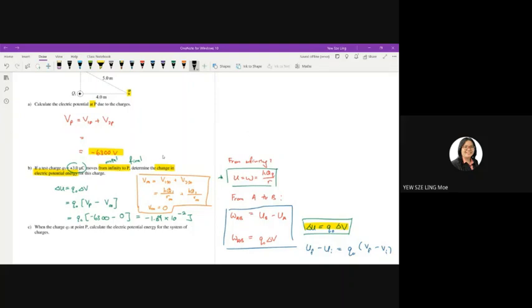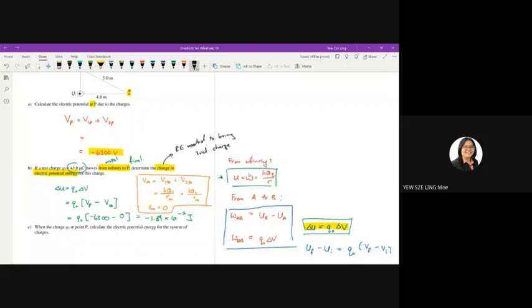Okay, so actually question B, in another way, if you really want to understand question B, because now you already have 2 charges in the system, you want to bring in the 3rd charge, the test charge. So this is actually also equal to the potential energy needed to bring in the 3rd charge.